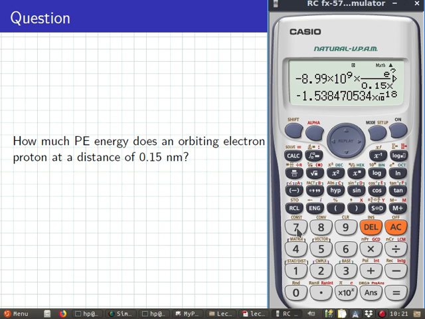Now look, because this is so small, what is a better unit to use instead of joules? Do you remember the other unit we can use when it's really, really small? We could use electron volts. So we divide by E to convert it into electron volts. So the answer is minus 9.6 electron volts. That's the potential energy.